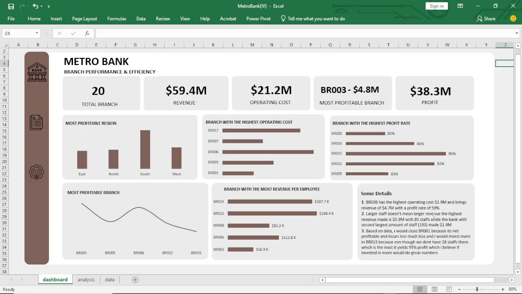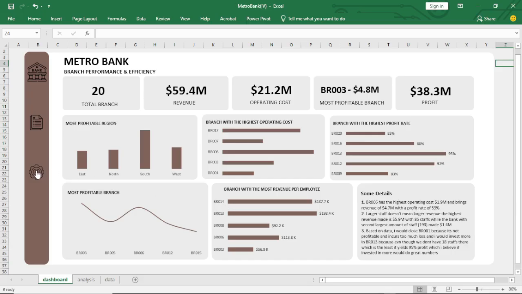And I would also like us to invest more in branch 013 because even though it has just 18 staff, which is the least, it yields 95% profit. And I believe that if we invest more and employ more staff, branch 013 would do better numbers when we talk about the profit rate.